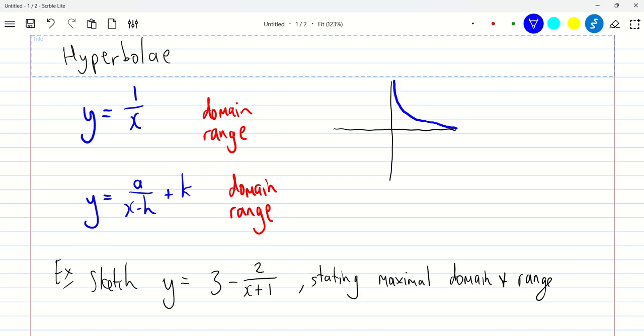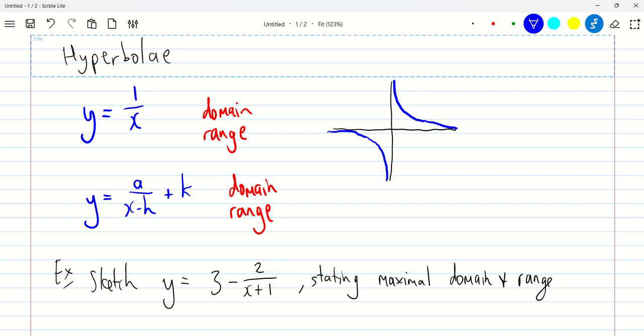How about for negative values of x? As x gets bigger and bigger in a negative direction, going out that way, then y becomes a tiny, tiny negative fraction. So it comes out like that. But as x gets smaller and smaller in a negative direction, going that way, then y gets bigger and bigger in a negative direction. So it comes down, and it looks like that. And so that's what the graph of y equals 1 over x looks like.